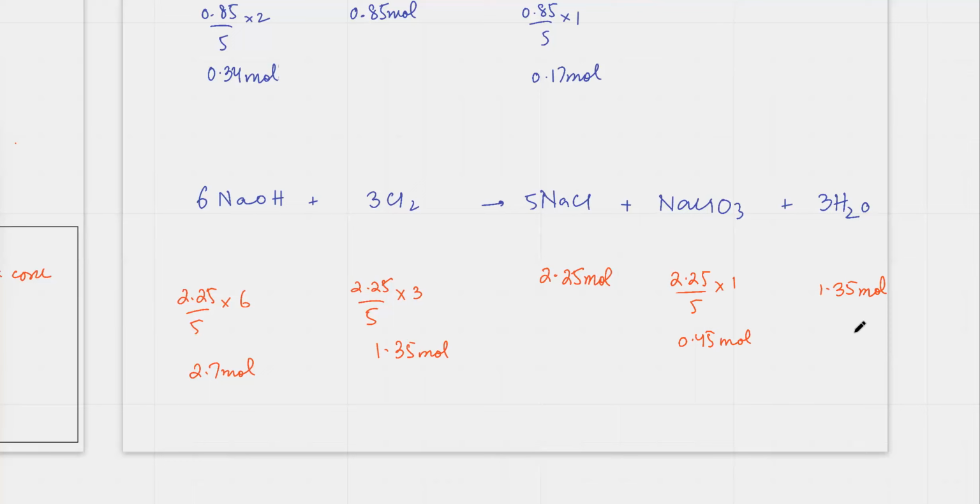Right? Is this clear? So this is clear to everyone, right? Yes, sir. So now I'm going to link this with the formulas.